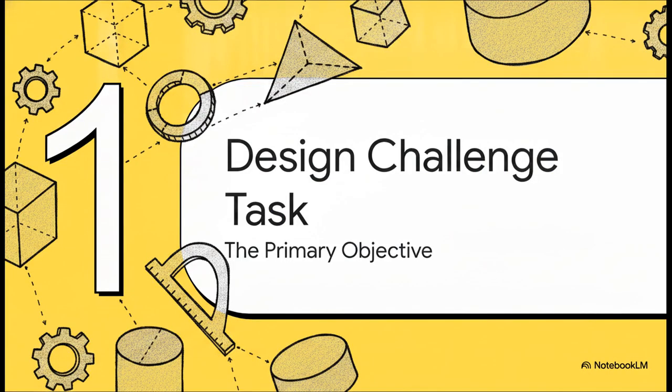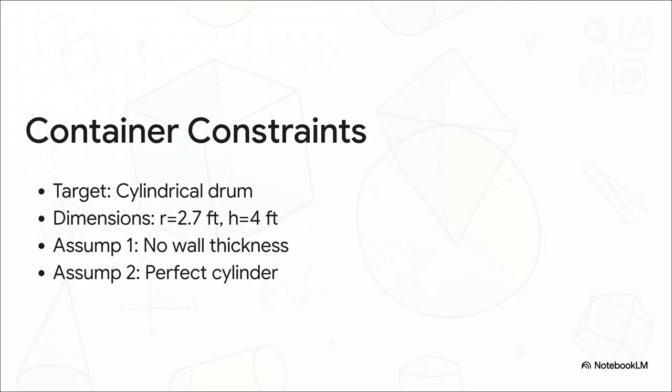All right, Section 1, the design challenge task. Let's dive right into your primary objective as chief engineers. Okay, so here are the raw constraints for our container design. Our task is to mathematically model a cylindrical drum. The exact dimensions we're pulling straight from our OpenStax source material are a radius of 2.7 feet and a height of 4 feet. Now, take a look at the assumptions listed right below that.